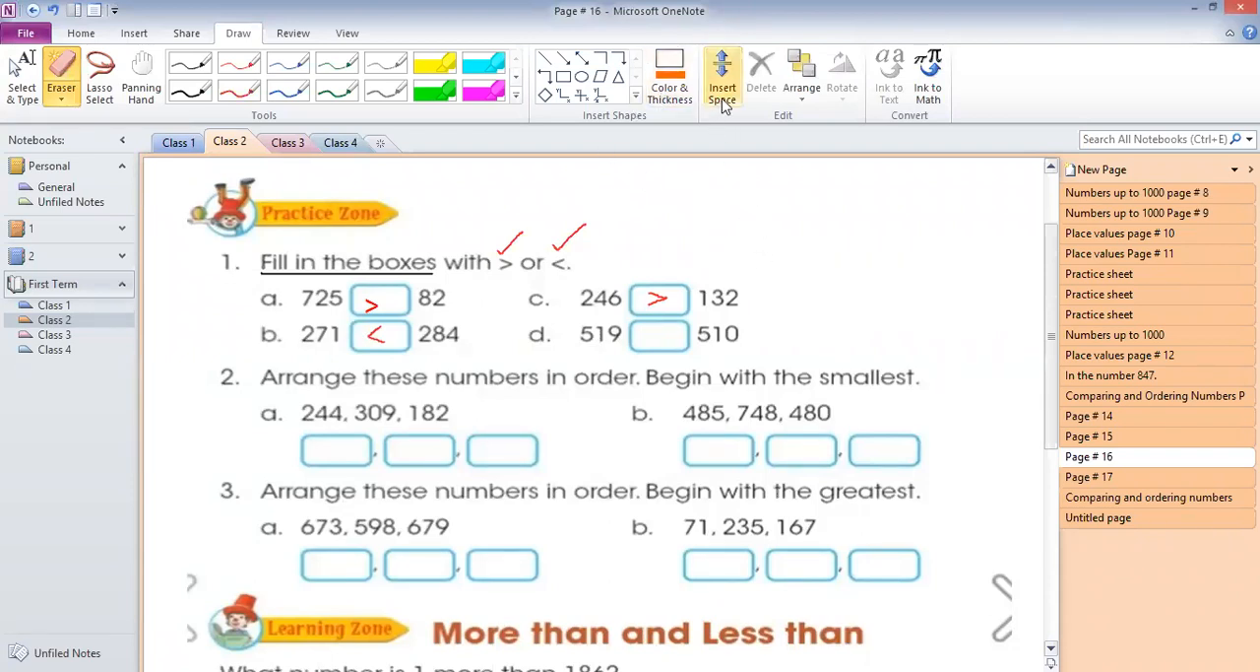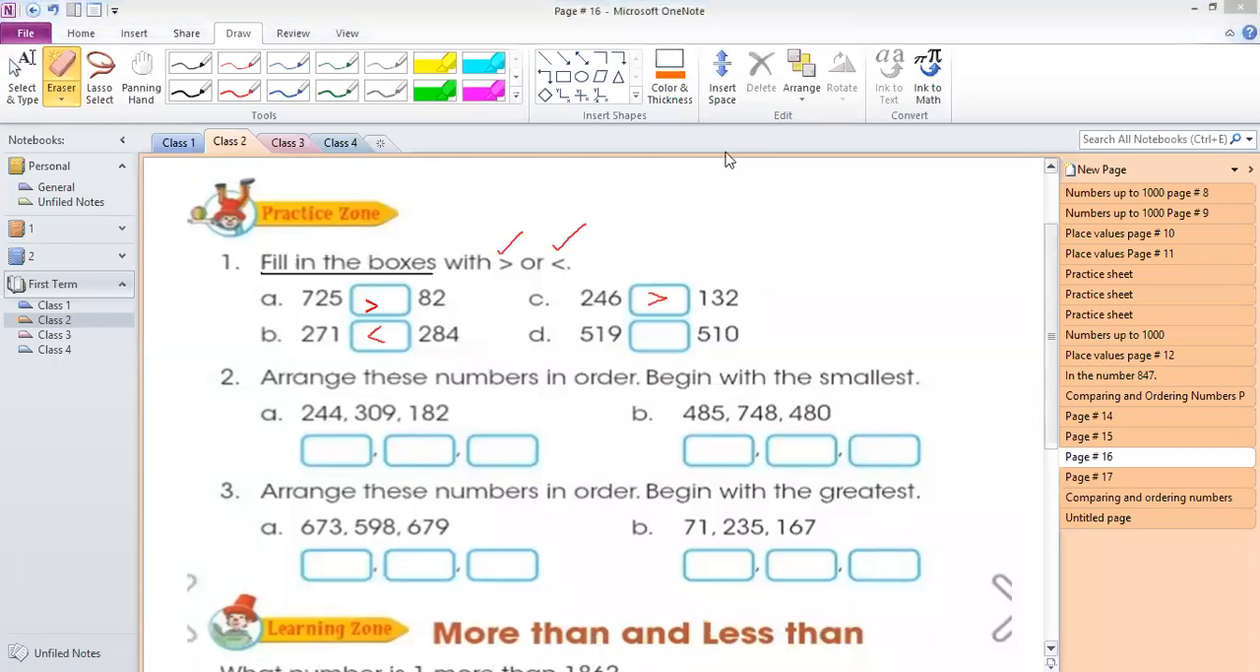Smaller than. Which number is smaller? The other one. Okay. So you should say, sir, because 246 is bigger than 132 and in greater than, less than sign, we open the mouth of the sign in front of the bigger number. So 246 is bigger, that's why this sign. 246 is greater than, that's why this greater than sign, right? Right. Yes. That's very good.